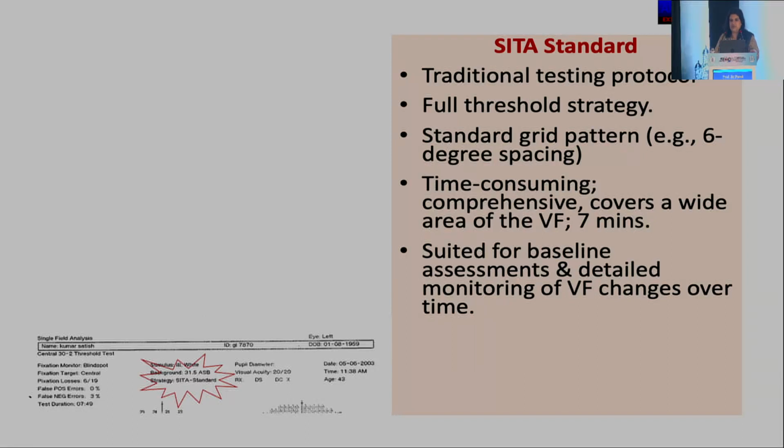Maybe when you do the first eye, the result is reliable, but by the time you move to the left eye, the result starts becoming unreliable. So I think it's best suited for baseline assessments and detailed monitoring of visual field changes over time, but once the disease starts progressing and patients start getting older, you can switch to another strategy.